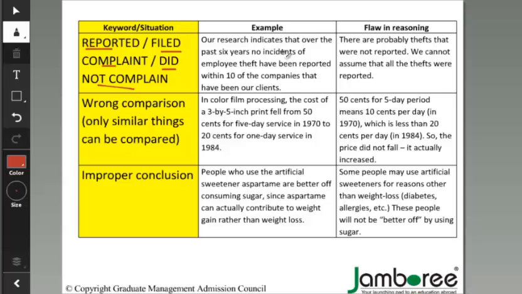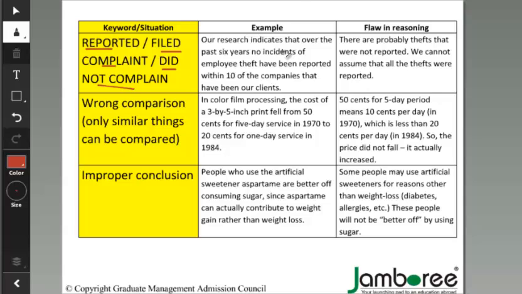For example, if somebody says that in city A, in 2014 100 cases of thefts were recorded, but in 2017 only 90 cases were reported, therefore the crime rate went down. The easiest way to attack it is saying that just because only 90 cases were reported does not mean that that's the entire crime rate, right?